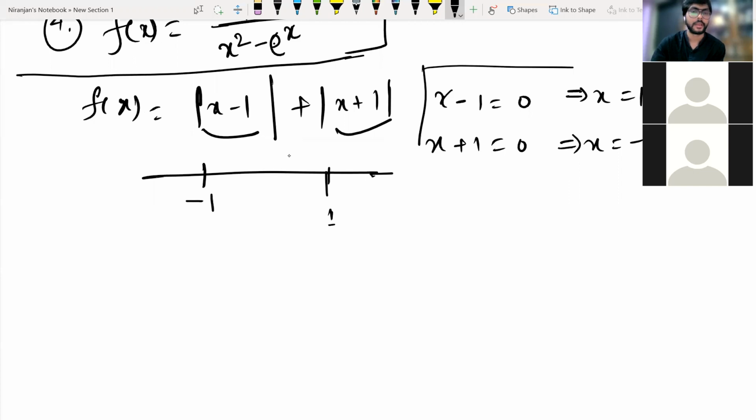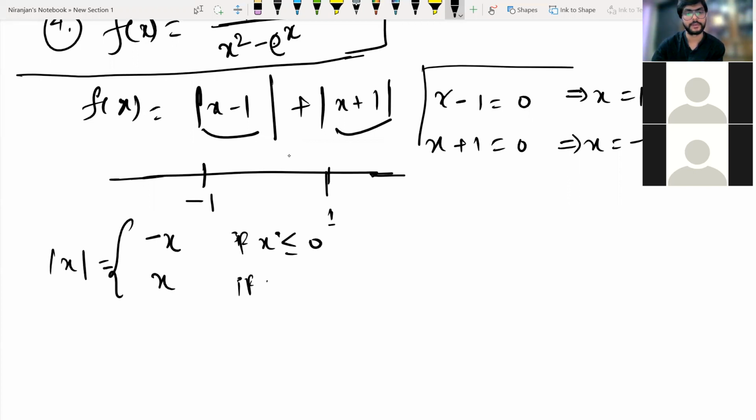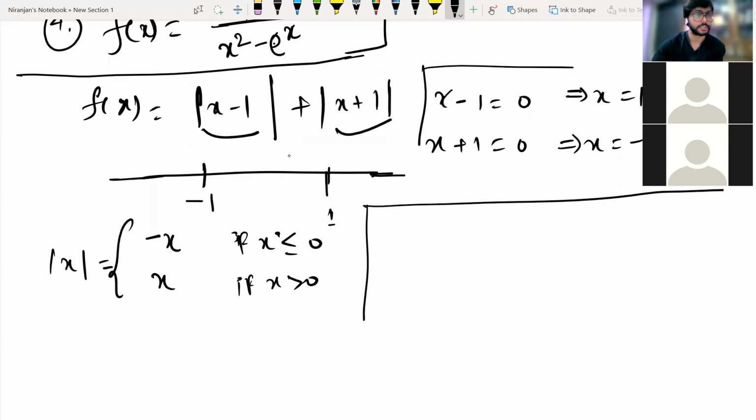Okay. Now, what exactly you should do? You should open up these mods. So you guys know how to open up mods. The mod definition says if you write mod of x, then it goes minus x when x is less than or equal to 0, and x if x is greater than 0. Now, how exactly are we going to open it up using this definition?